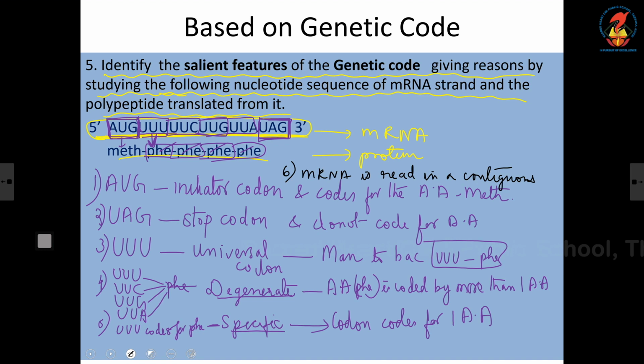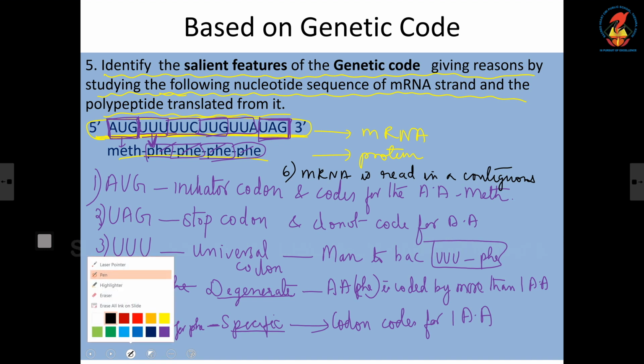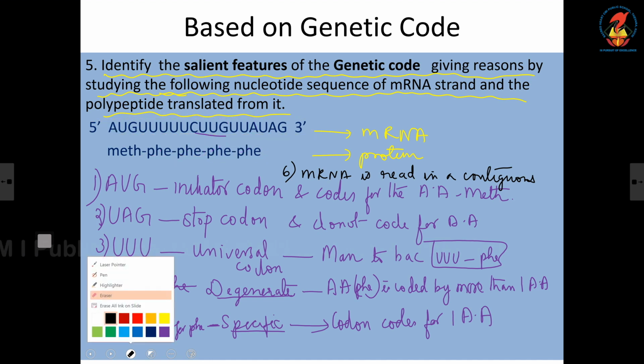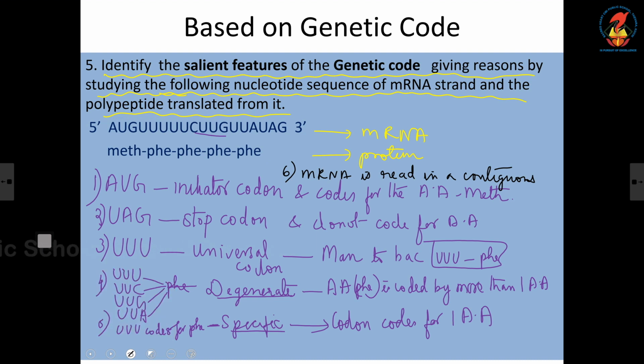Without any punctuations, without any pauses. So, we will cross check whether in our question they gave it as per the genetic code. Yes, I have erased the scribblings and you cross check whether it is given in a continuous manner. Yes, it is given without any punctuations or pauses: continuous, A, U, G, U, U, U, U, U, C, U, U, G, U, U, A, U, A, G.